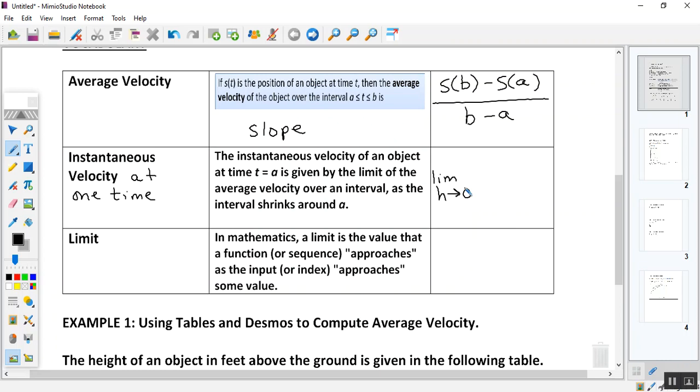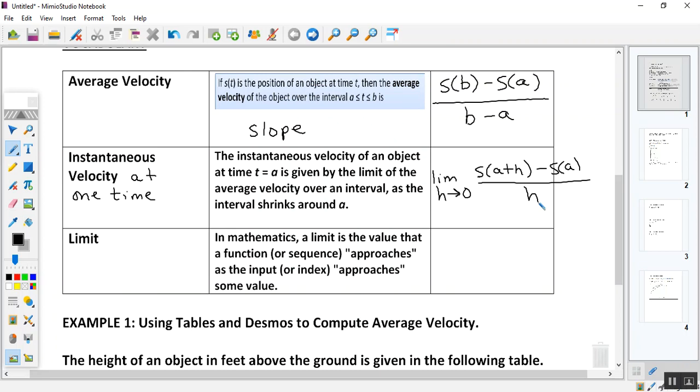It's going to be S of A plus H minus S of A all over H, keeping in mind that H is really, really close to what, kids? 0. It's going to approach 0. It's just never going to get there, okay? Guys, the way I wrote this, would I ever want H to equal 0? No, okay? So I'll show you what that instantaneous formula looks like here graphically in a little bit, but just have that down for now, all right?